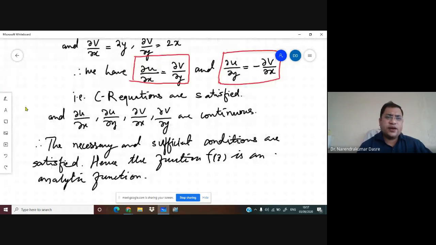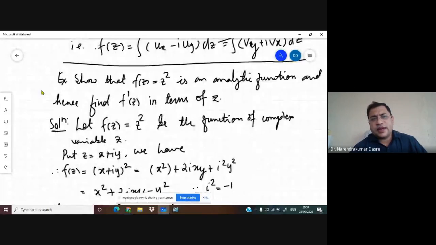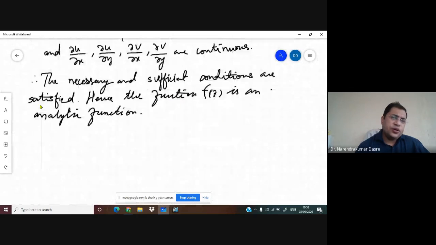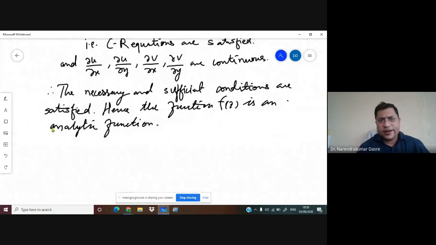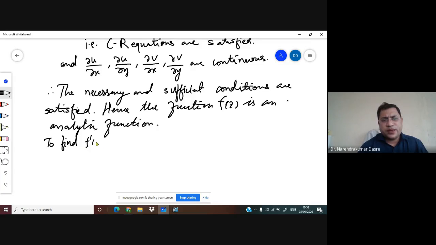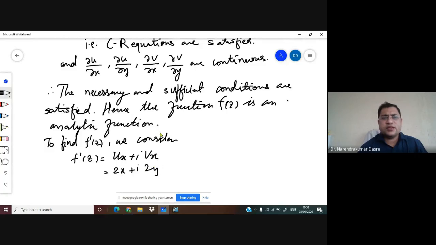Now what is the next task we have? Okay, so if this is analytic, then we have to find f'(z) in terms of z. And here we know we have the real part and imaginary part also. Hence, we are able to find it. So to find f'(z), we consider f'(z) is equal to u_x plus i v_x.